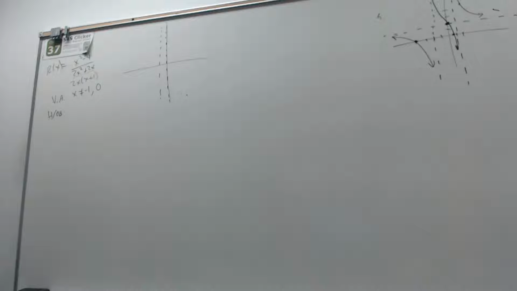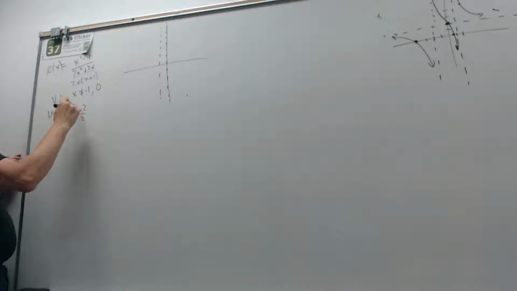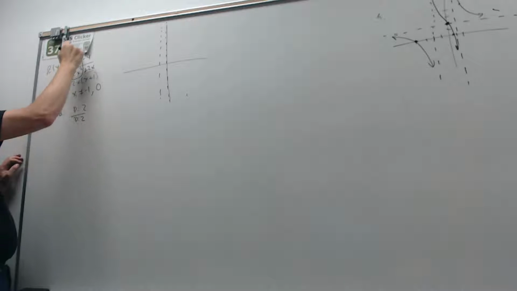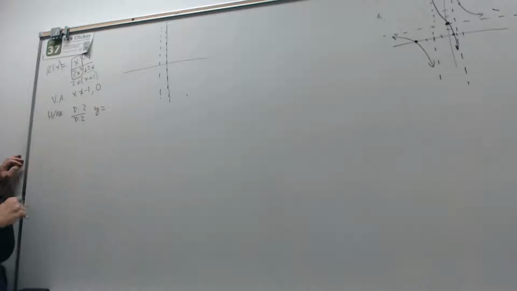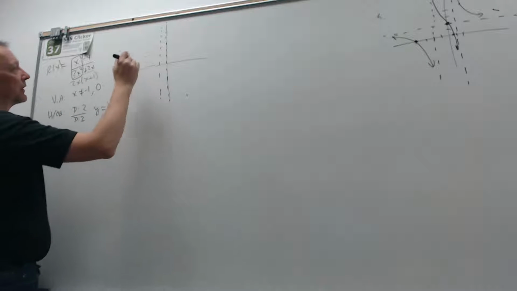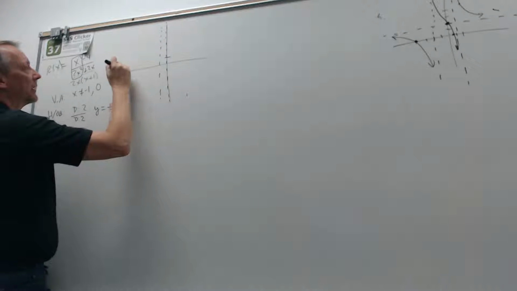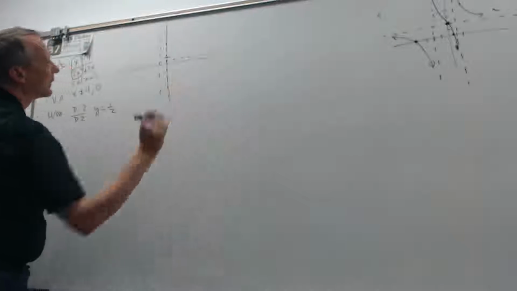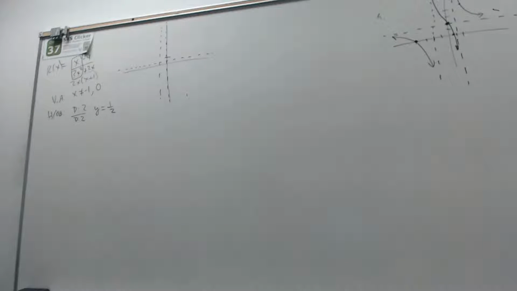What's the degree of the numerator? So the degrees are 2 and 2. So I only worry about these terms here, right? So y equals 1 over 2, so 1/2. So if that's 1, that's 1/2. Okay? Now we're going to go back to his notes.